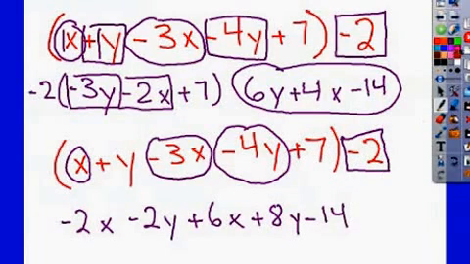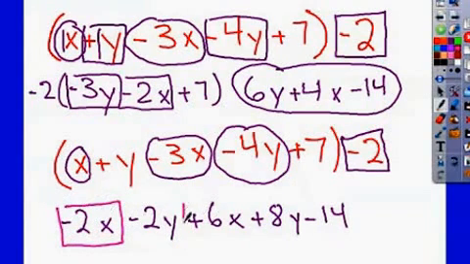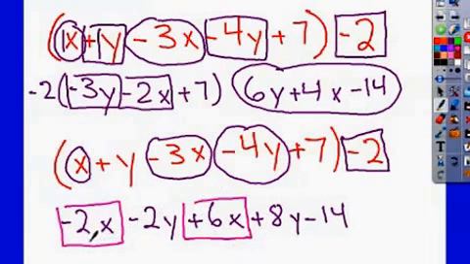Now we can combine some things together that go together. I've got negative 2x, excuse me, and I've got positive 6x. Put those together, we get positive 4x, which is what we have. I wrote it first in this one, but it's the same thing. We got positive 4x right here.